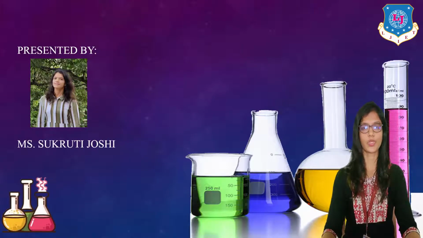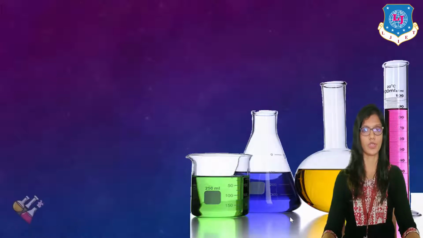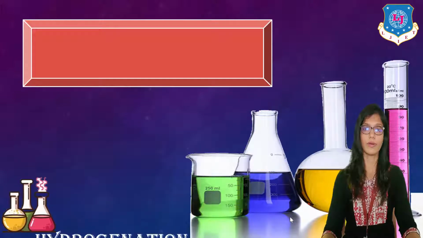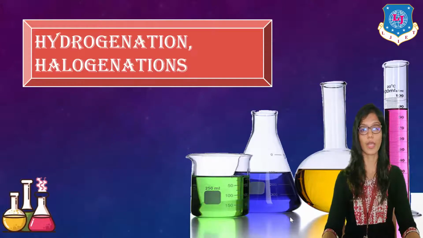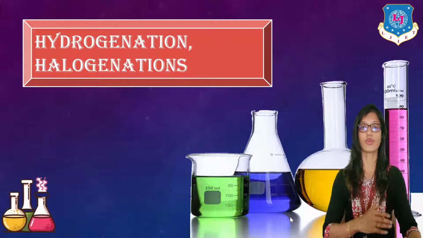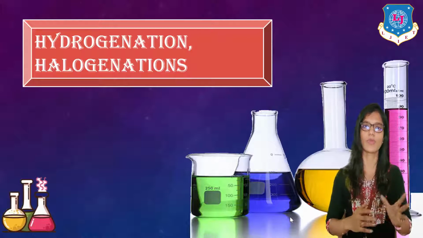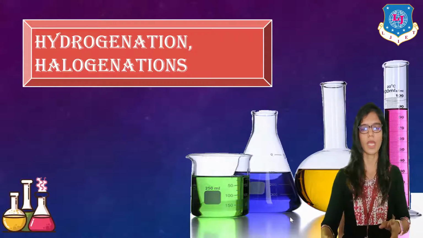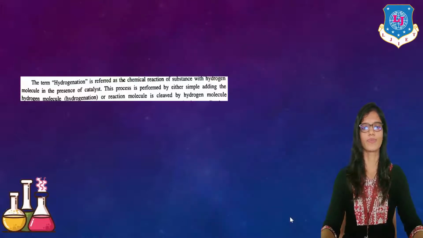This is Sukruti Joshi. Our topic for today's video session is halogenation and hydrogenation. Here we will take a look at two different organic processes along with their mechanisms, that is hydrogenation and halogenation. It also includes different types of fluorinations, iodinations, brominations and so on. So let's move ahead with it.